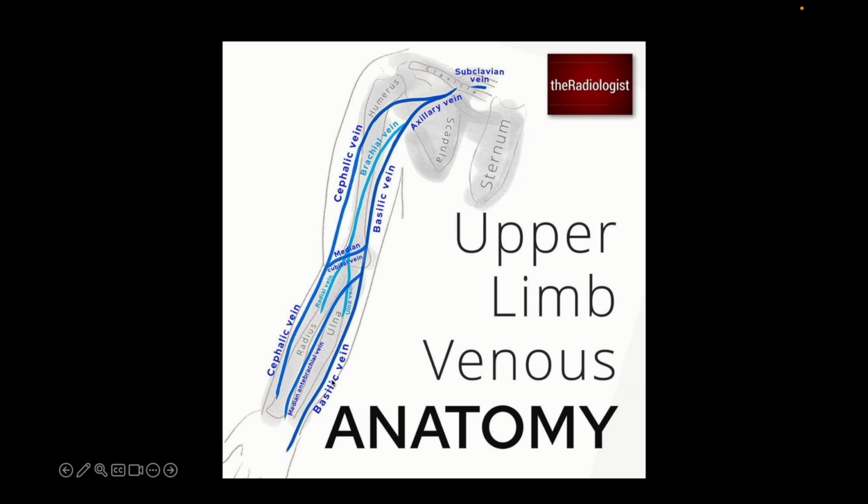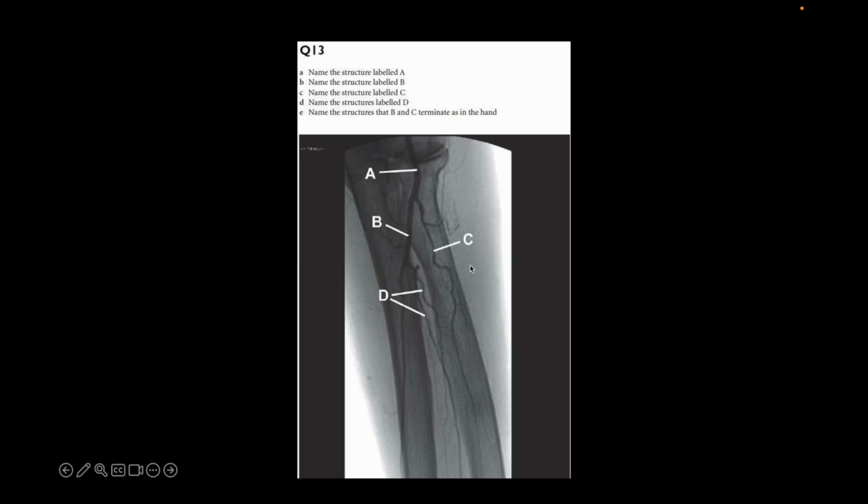The basilic vein is on the inside of the arm, which joins with the axillary vein, a little bit more proximal here at the level of the armpit. You've got the median cubital vein as well, which is where people often take blood. Let's go through some questions.